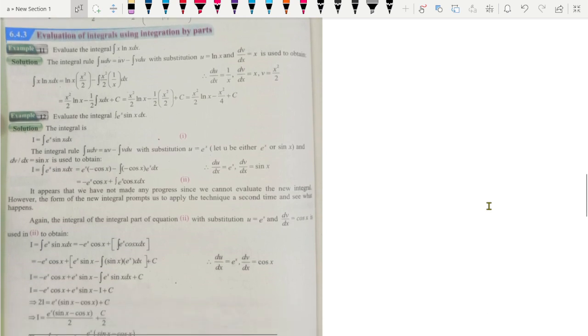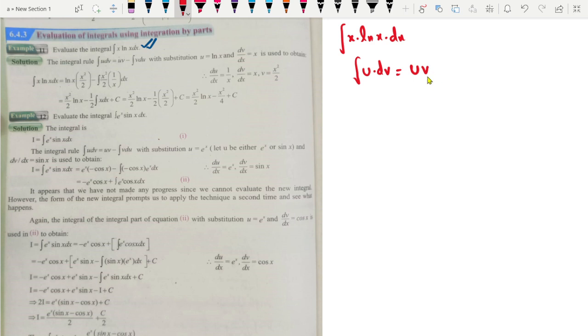Now we will discuss this question. This is the most important question from the examination point of view: the integral of x and natural log of x dx. So we know that the integral of u dv is equal to u into v minus the integral of v du.